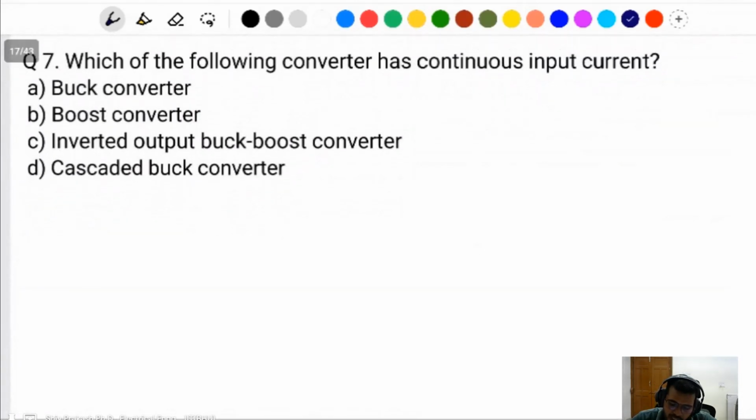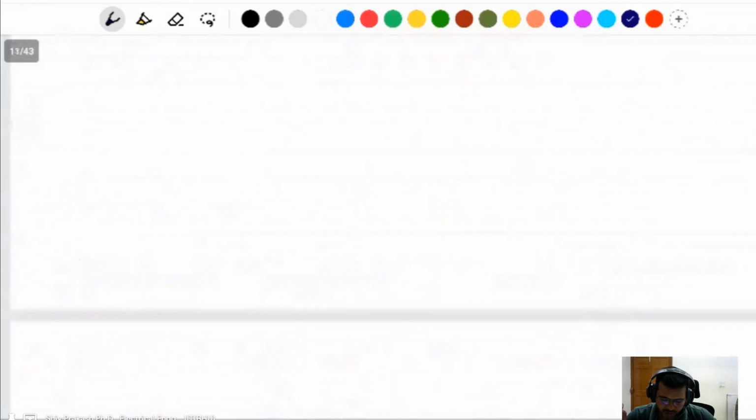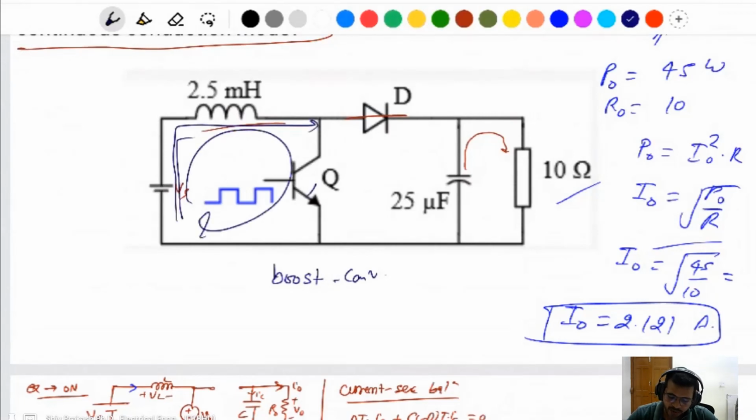Which of the following converters has a continuous input current? Buck converter, boost converter, inverted output buck boost converter, and cascaded buck converter. Input current, I already drew the circuit. This is the boost converter. When the switch is on, current will flow like that. When the switch is off, current flows like that. It means input current will be continuous in the boost converter.